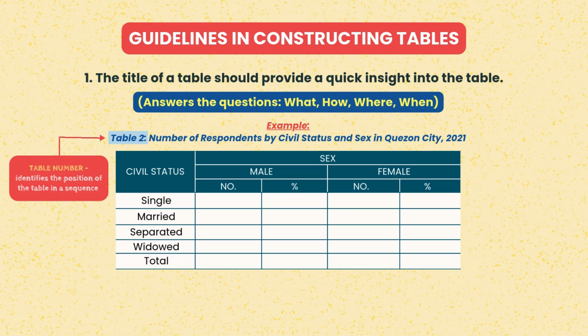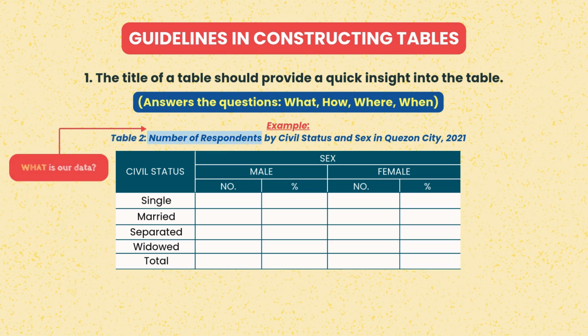And we should also remember that in writing a table number, it should be in Arabic numeral form for easy reading. Now, let's proceed with the table title. As mentioned a while ago, the table title should answer the 4 questions: what, how, where, and when. First is, what is our data? So in the example, our data is the number of respondents.